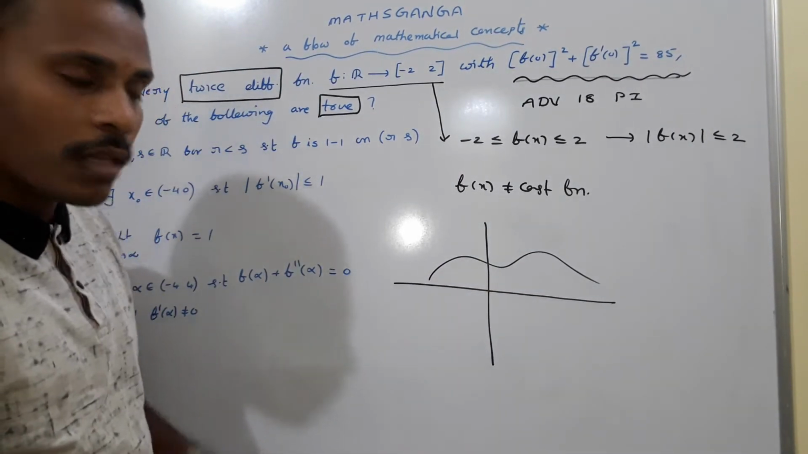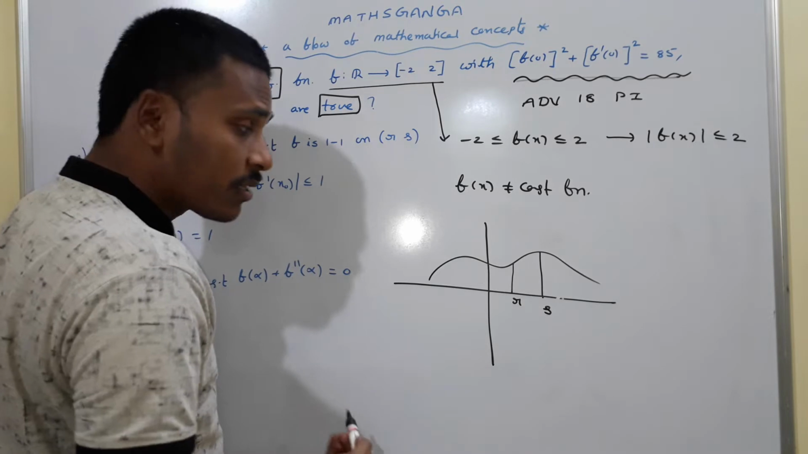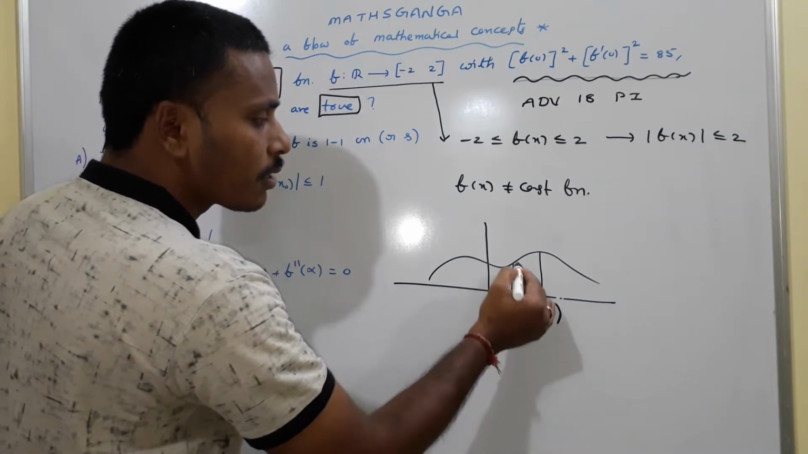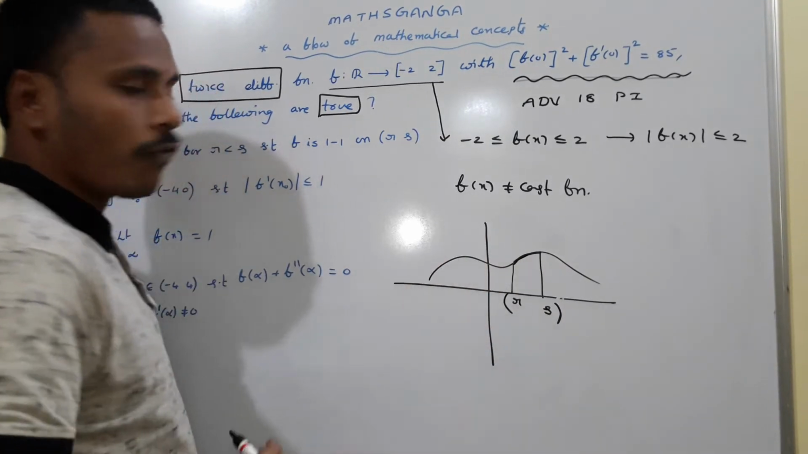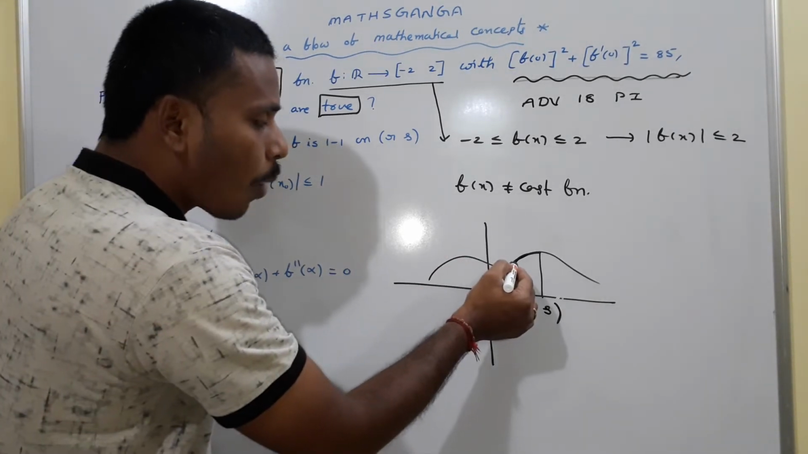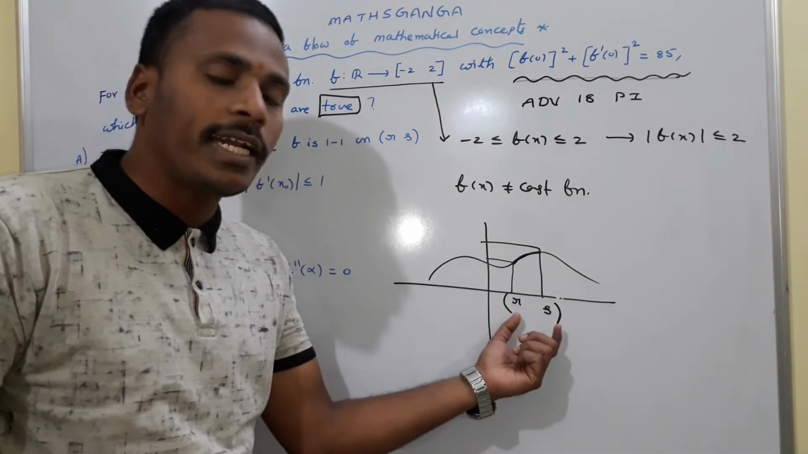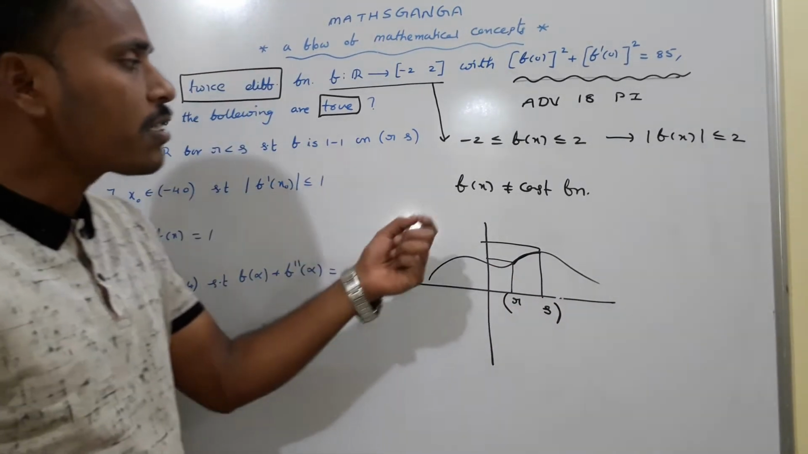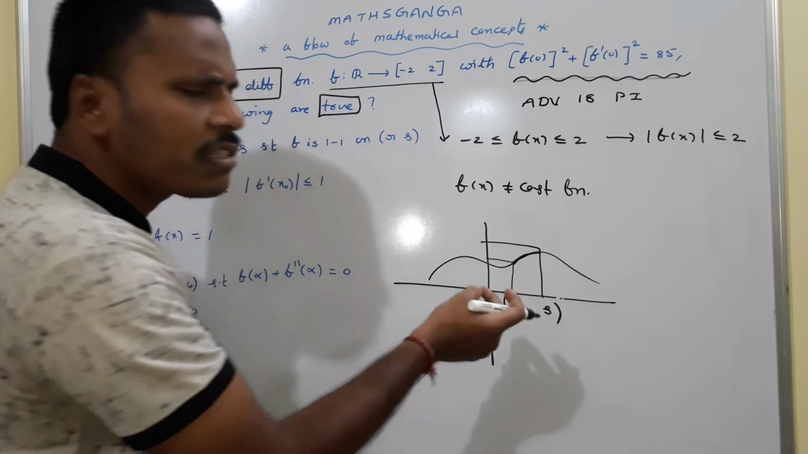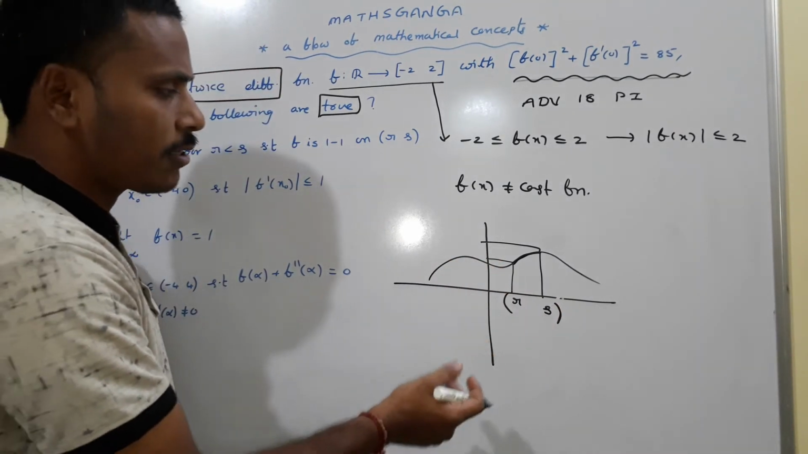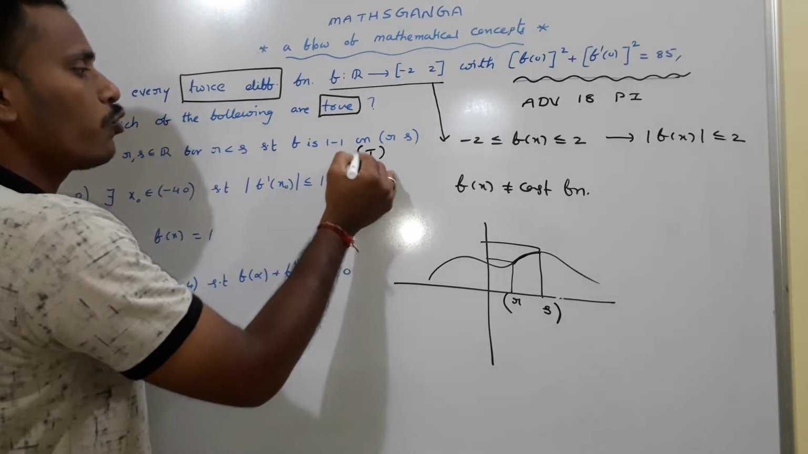Since the graph is like this, surely we may get two values, some r and s, such that in the interval (r, s) the function is one-one. For every value in between r and s, there exists a unique f(x), and for every value from f(r) to f(s), there exists a unique value in the interval (r, s). So surely there exists some small region (r, s) such that f is one-one in that particular region. So statement 1 is clearly a true statement.